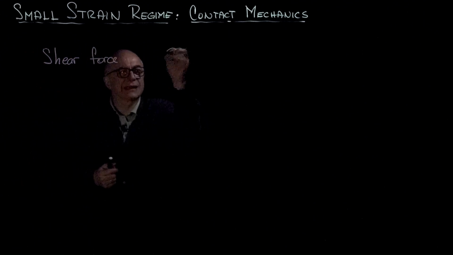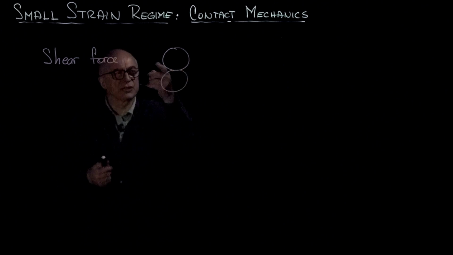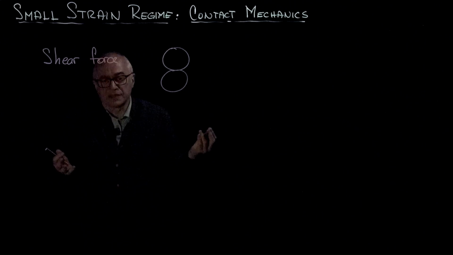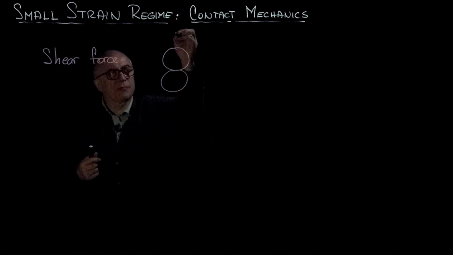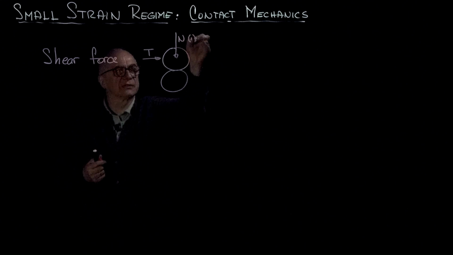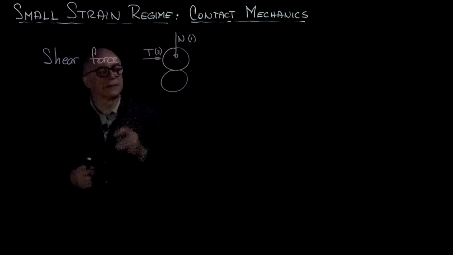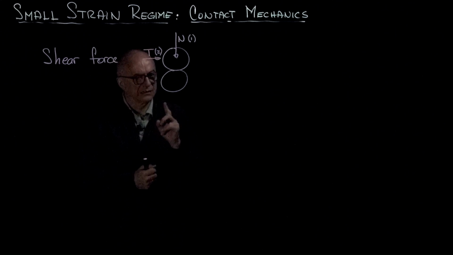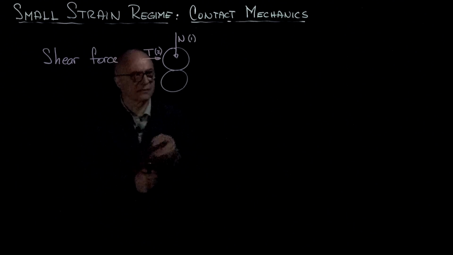Clearly, I cannot apply just a shear force because there is no shear resistance in a contact that is of frictional nature. So I need to apply first the normal load and then the shear force. So this goes first and this goes second. Otherwise, the system will not be stable. So this is already giving us a hint that the load history is going to be critical in this case.